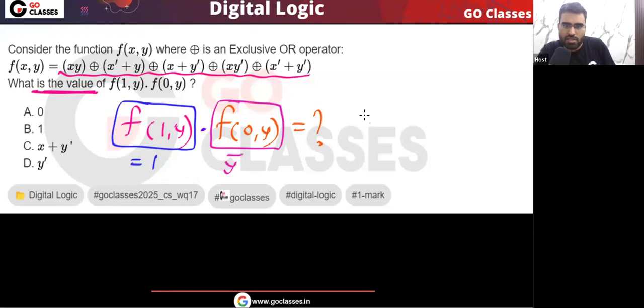Now finally the question is asking what is 1 and y bar, and that is the same as y bar. So for this question the answer will be option D. Is this clear? Very simple question. Remember, this expression f(x,y) is given to you. All we need to do is find what is f(1,y) and what is f(0,y). f(1,y) will be 1, f(0,y) will be y bar. This is a very simple question. Okay, let's move on now.